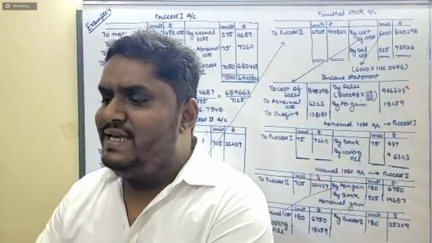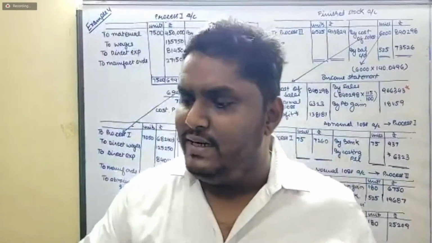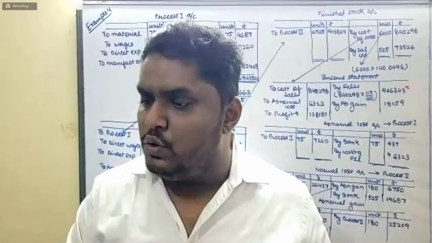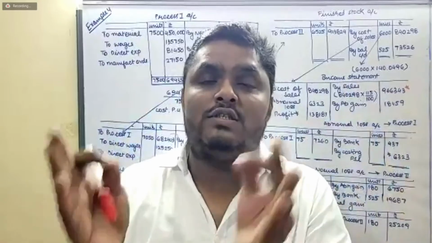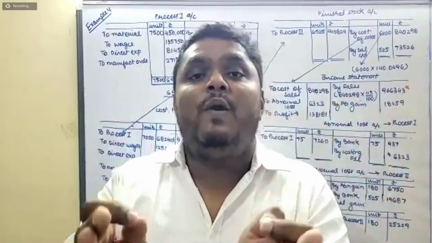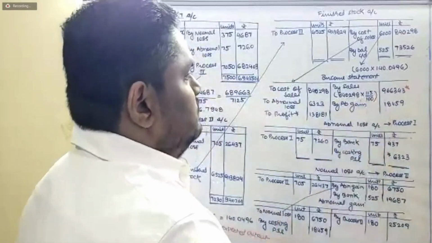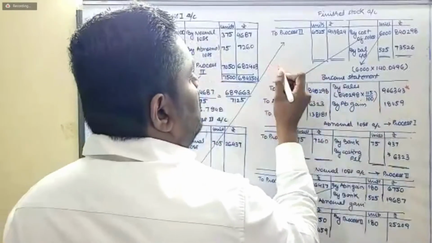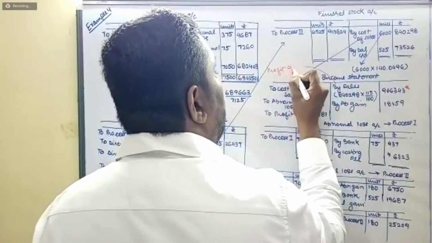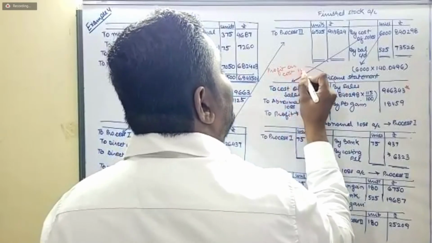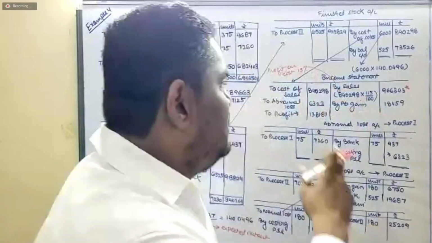why is sales taken as 115%? The question has clearly stated that 6,000 units of finished goods were sold at a profit of 15% of the cost. So profit is 15% of cost. Let's assume cost is 100, so profit will be 15, and my sales value will be 115. So it is profit on cost. That's why I have taken the sales amount as 115%, because cost we have already calculated.